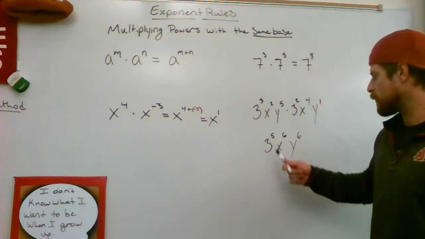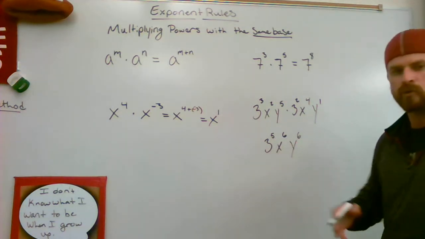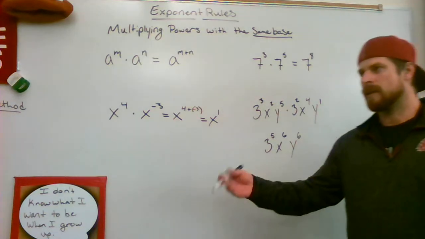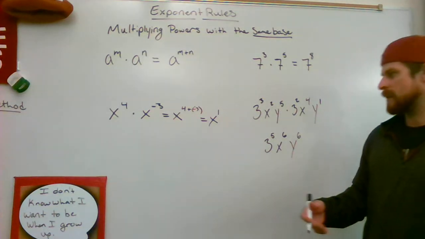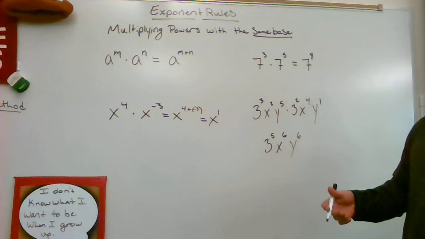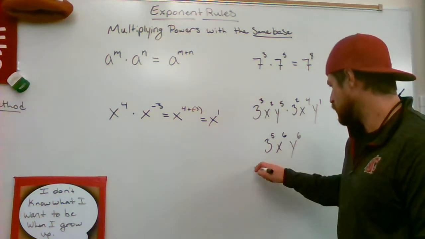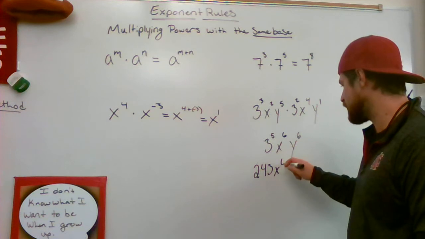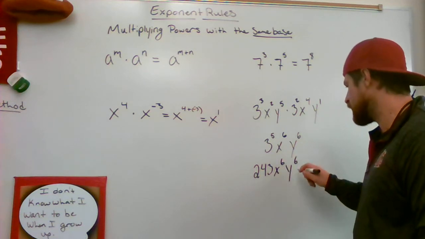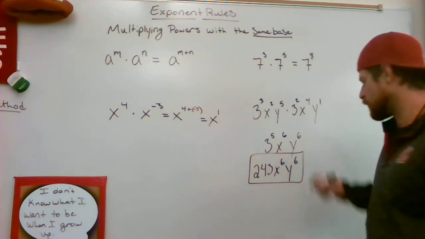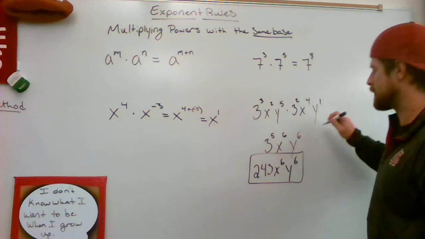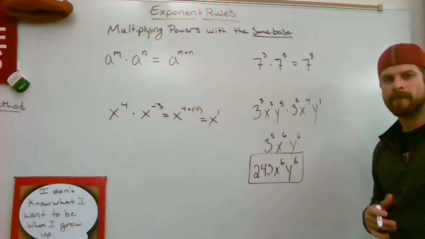3 to the 5th power, we could now simplify it down to one large number, which 3 times 3 is going to be 9. You're going to have another 81. 81 times 3 is going to be 243. 243, x to the 6th, y to the 6th. This would be our final result, the most simplified version of this expression.